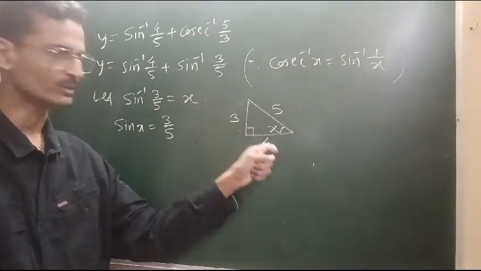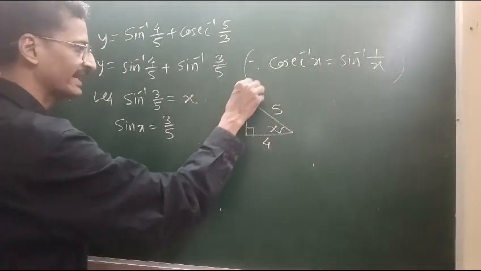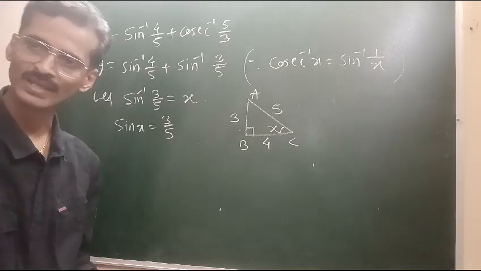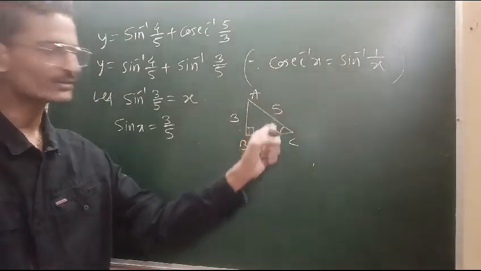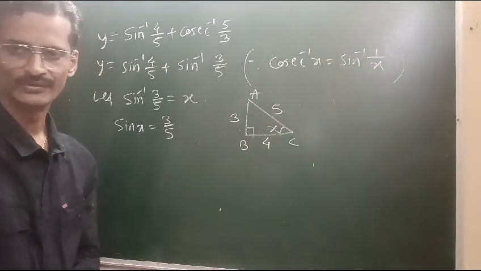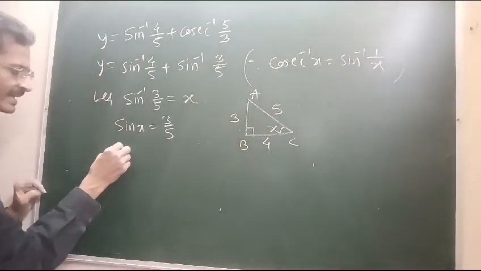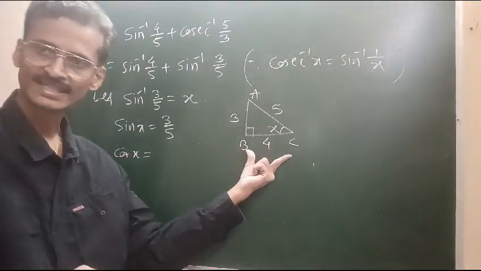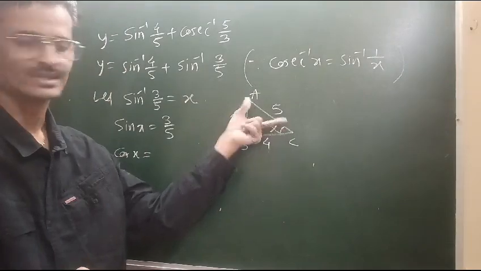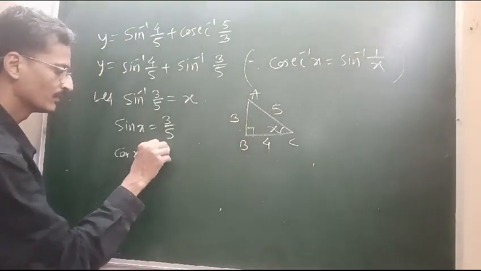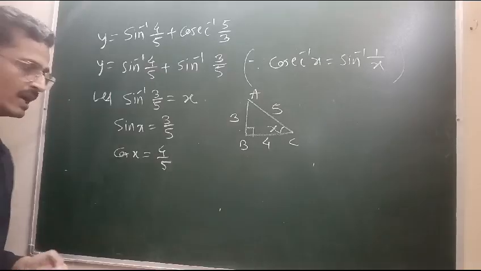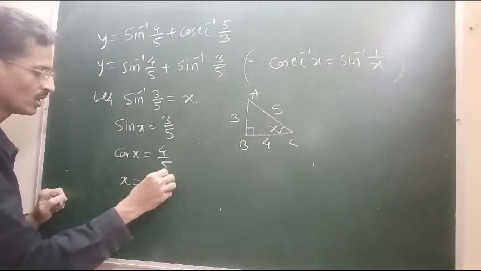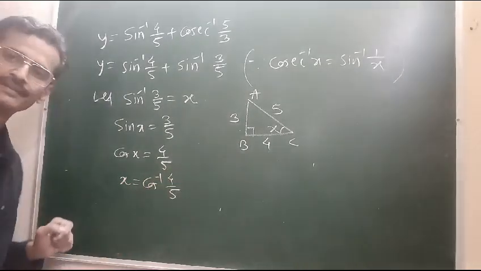So the square of this plus the square of this is equal to the square of the hypotenuse. You can write the triangle as ABC. So write AB square plus BC square is equal to AC square. This is 3, this is 5. So find out BC, you will get 4. So now from sin x, find out cos x. What is cos? Adjacent side upon hypotenuse. So here cos x is 4 upon 5. Now if cos x is 4 upon 5, then x is cos inverse of 4 upon 5.